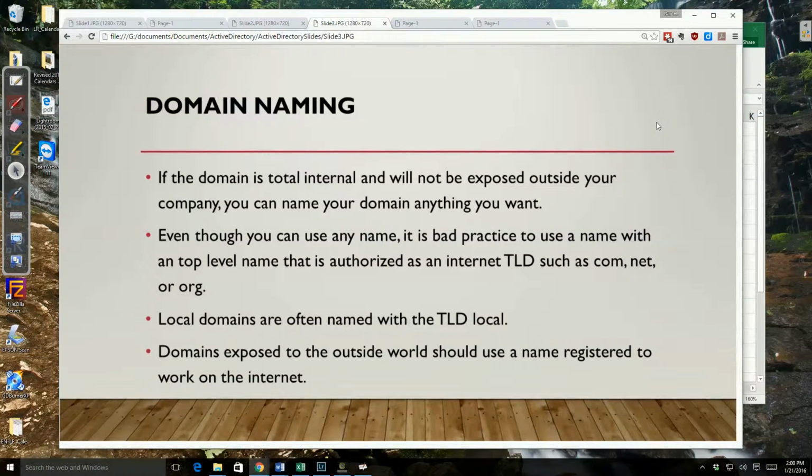If, as is mostly the case, that domain has some exposure to the outside world, it may not be much. It may only be a web server and email server. But if there's going to be any exposure to the outside world, then you have to register that domain. You have to have it authorized. You have to get a domain name that you purchase.